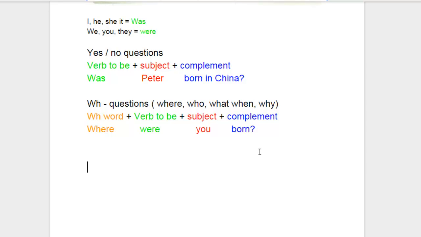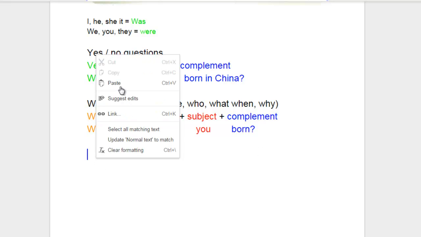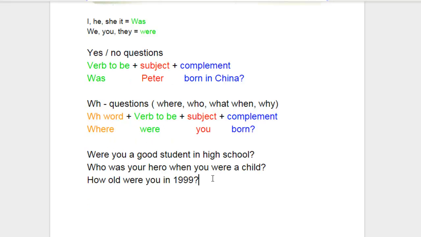What I would like for you to do now is to practice the concept that we just learned. And what I'm going to do is I'm just going to pose some questions here for you. And I would like for you to answer these questions and come up with as many others that you possibly can. Try to make those yes or no questions or WH questions.